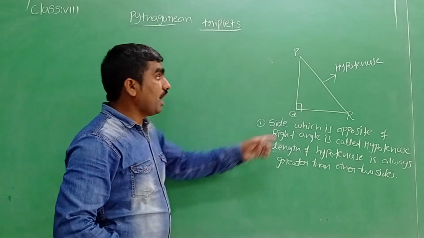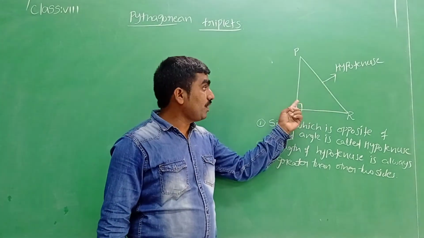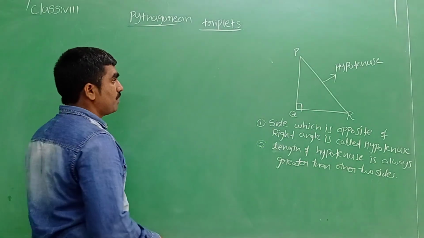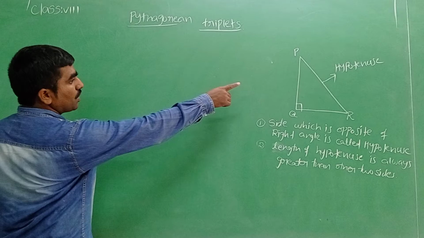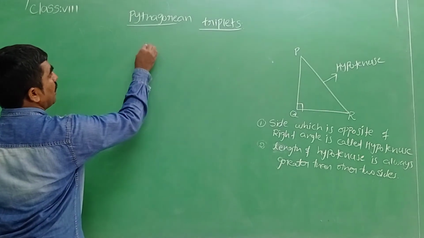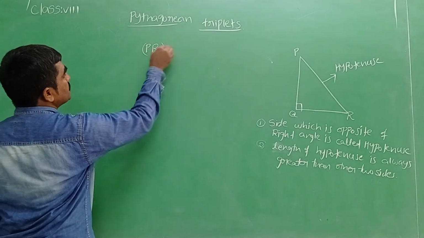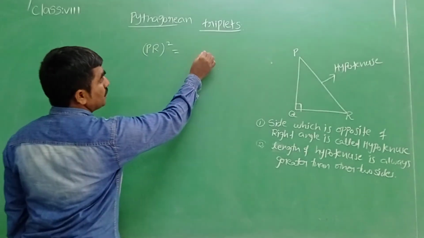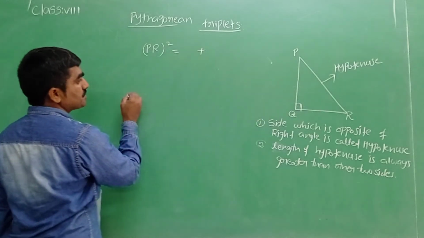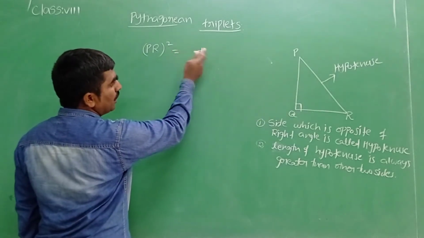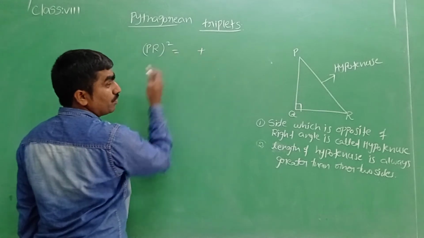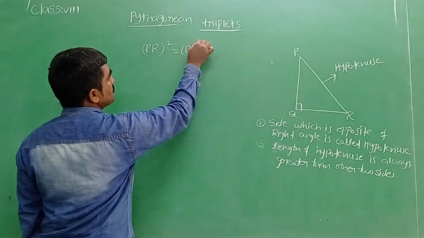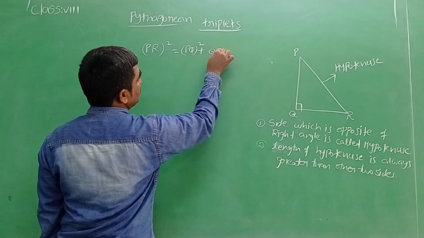What is the relation, sir? Hypotenuse square is equal to the sum of squares of the other two sides. Now tell me which side is called the hypotenuse there? PR. PR whole square is equal to the sum of the other two sides' squares. For the other two, you can write PQ or QR first, as you wish. Hypotenuse square is equal to PQ square plus QR square.